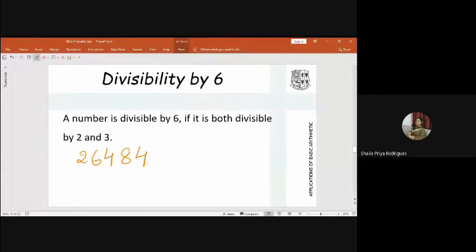26484. First, check if it is divisible by 2. It is because it is even. You only need to check if it's divisible by 3 now. The sum of these digits is divisible by 3.